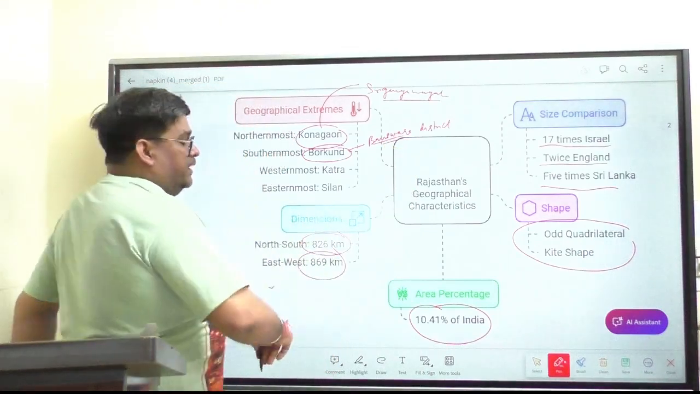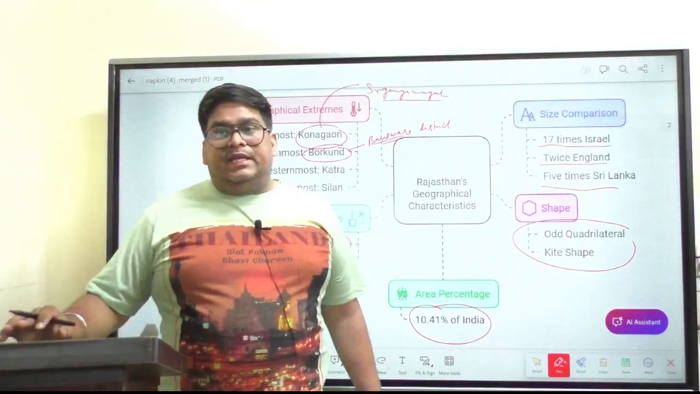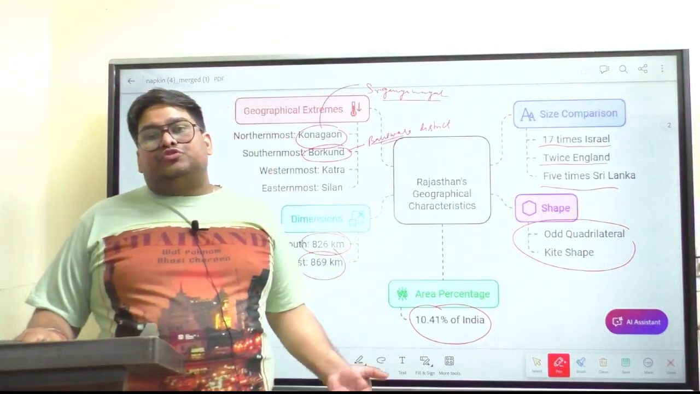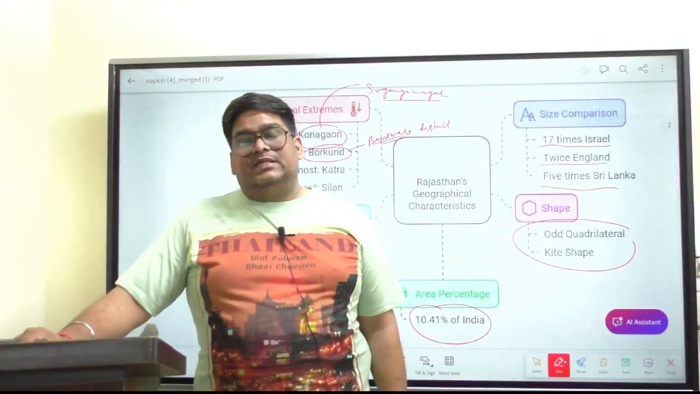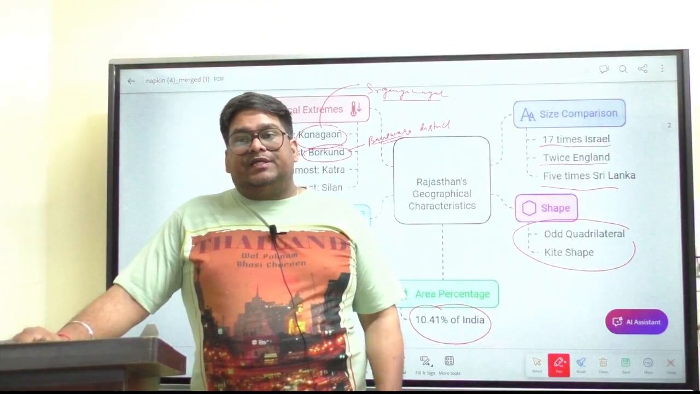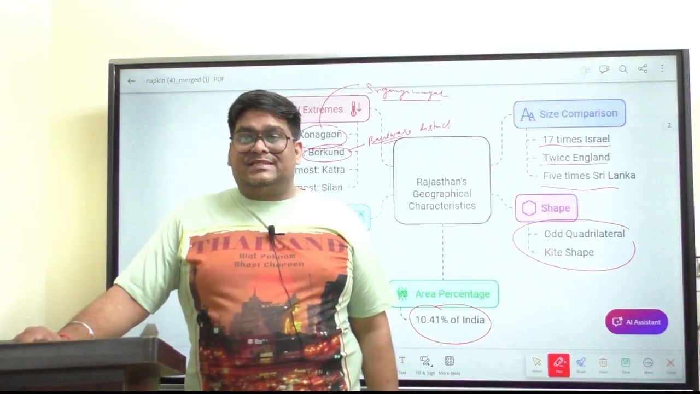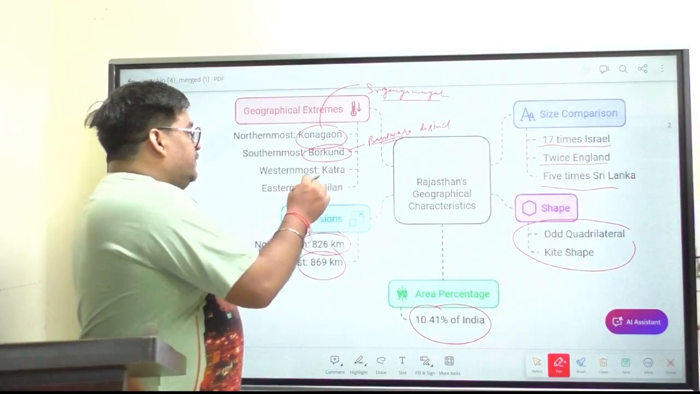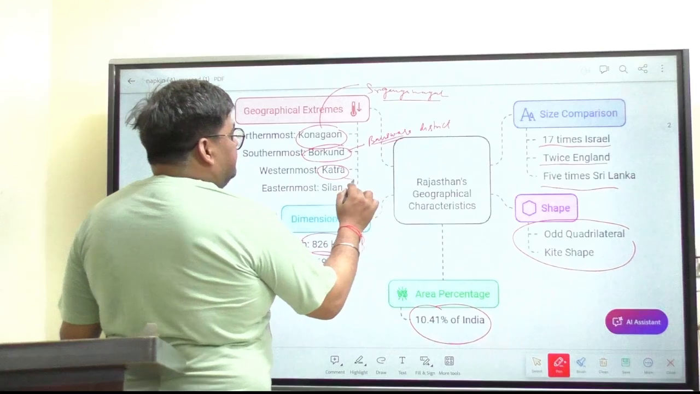District. Okay. Now similarly, you can have the westernmost point of Rajasthan, which is basically known as Katra. Katra is basically a village in Jaisalmer. Jaisalmer is a district. Okay, so it is a village.